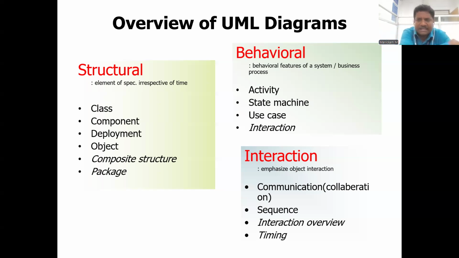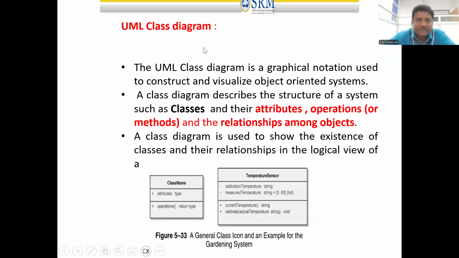Interaction emphasizes object interaction. So communication, collaboration, sequence, interaction overview, and timing. So in the UML class diagram, as we already discussed, a class contains data members and member functions. The class diagram denotes attributes and operations. Attribute means type, operation means return type.